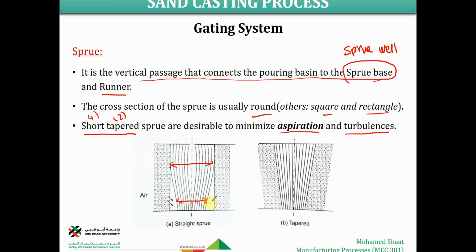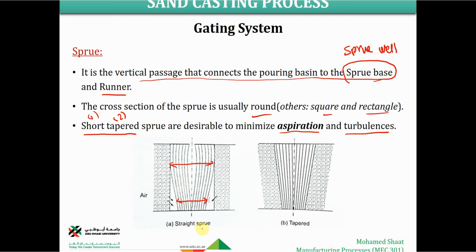This empty area definitely will have some air, and this air will be trapped and carried to fill into the mold cavity. And as we discussed before, air inside the mold cavity is a serious problem. It's going to result in some defects in the casting. One of the essential defects is porosity. These airs will be trapped inside the mold cavity.